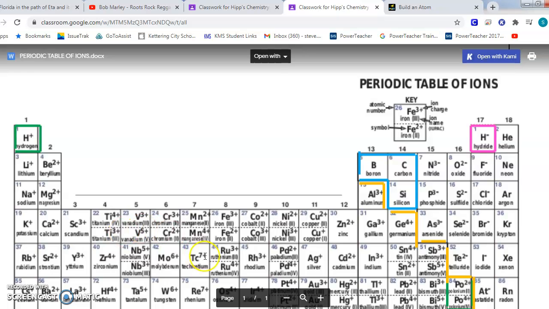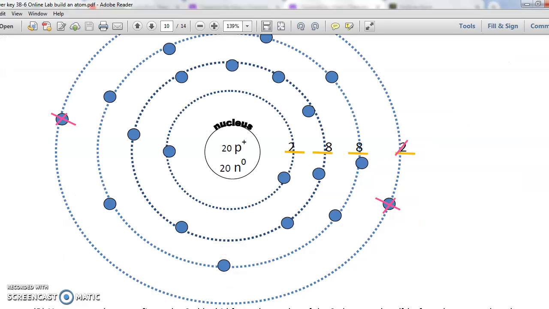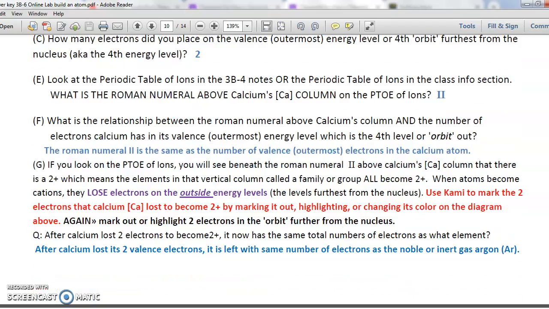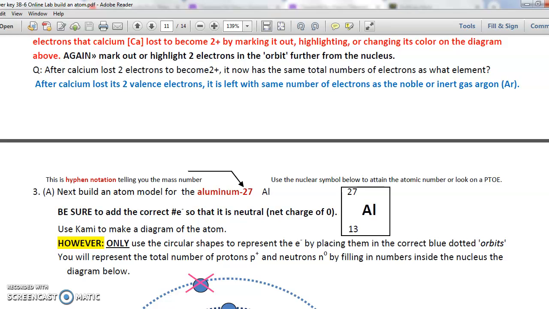So we now can see if calcium loses those 2 electrons, it will have the same number as argon. Argon has 18. 2, 8, and 8 is 18. But look, when it lost those from the fourth level, it's left with 8 on the third level. 8, octet. That is the number they are all trying to accomplish.